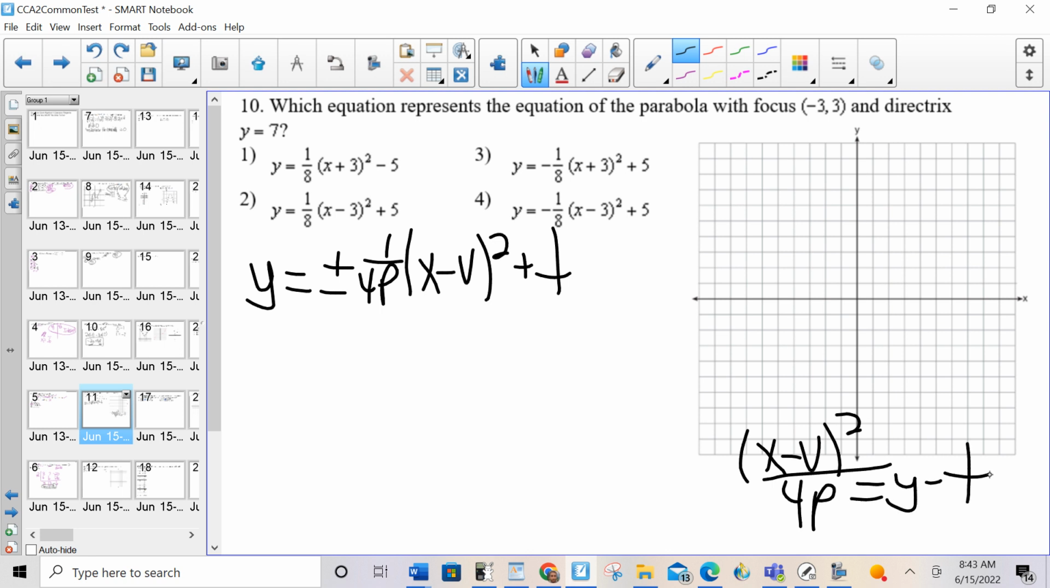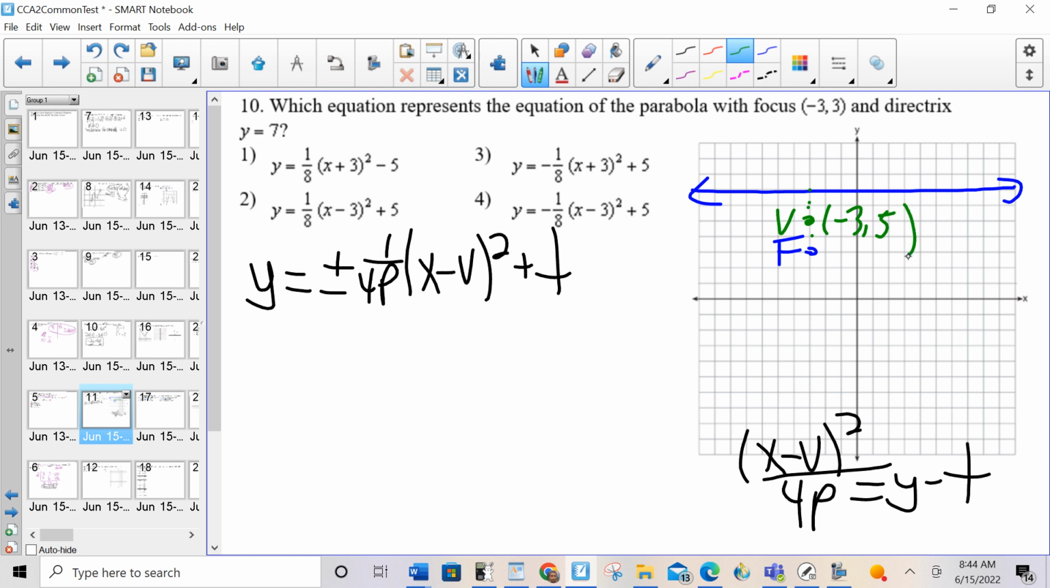I'm going to do it both ways, for the present and for the future, because I don't want to re-record this video for just one question, because this is going to take me hours. Yes, I did say hours. Focus is (negative 3, 3). Directrix is y equals 7. You need to know that the vertex is always in between the other two. So I count 1, 2, 3, 4. So it's got to be 2 from each of them. That's my vertex: negative 3, comma 5.